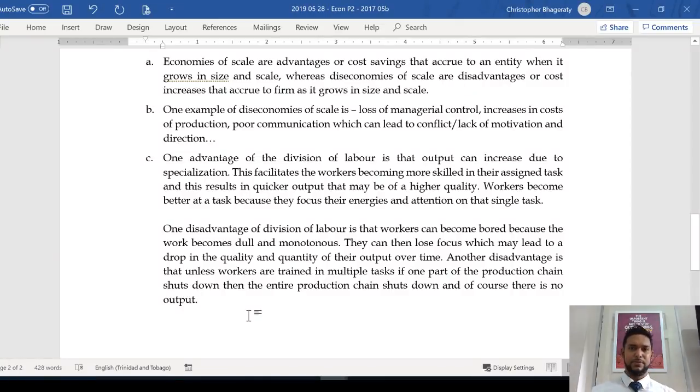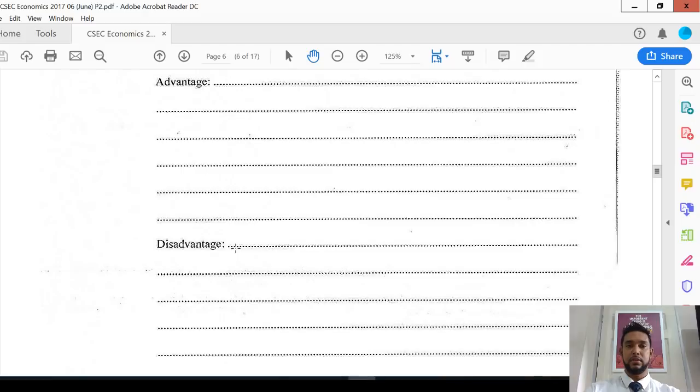Yeah, I think that's sufficient for 3 marks. Anybody want to add anything to that? Yeah, I agree. Okay, let's take a look at another part of it.